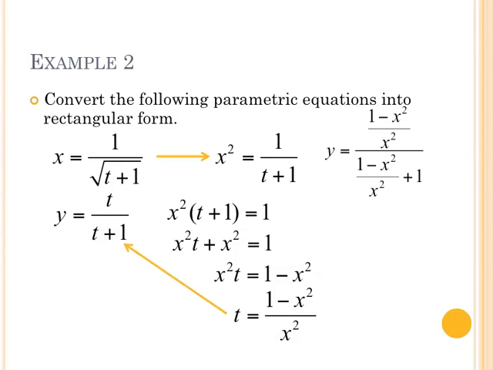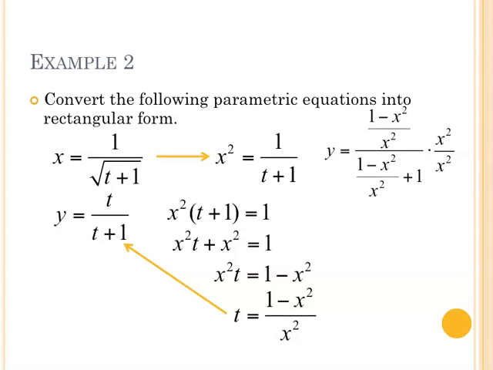In the denominator, 1 minus x squared over x squared plus 1. Okay, so I know this looks really complex right now, but that's where simplifying this will actually help us. So we're trying to get rid of those fractions within fractions, right? So to do that, let's multiply the top and the bottom by x squared. So on the top, the x squared and the x squared in the denominator will cancel, leaving us with 1 minus x squared in the numerator.